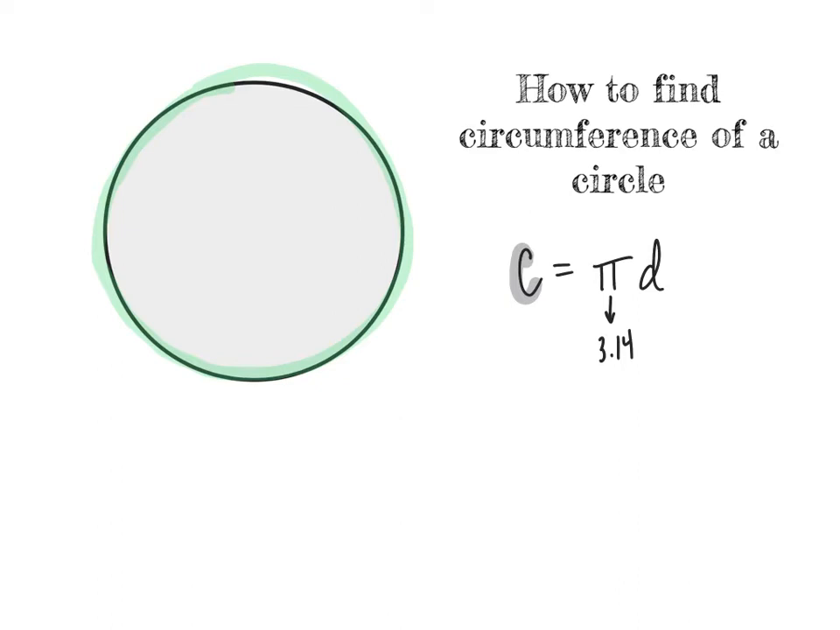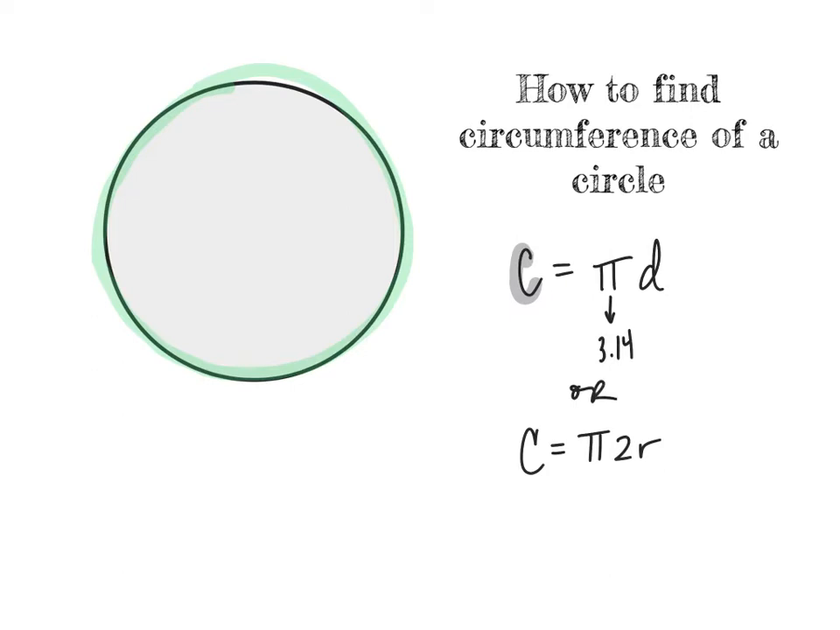So this is one formula to find circumference of a circle, but there's also another formula that we can use in the case of, well, what if I don't know the diameter, right? What if I only know the radius? Well, the radius and the diameter have a very special relationship, right? We know that the diameter is double the radius, right? So our second formula is going to be pi times 2 radii, right?